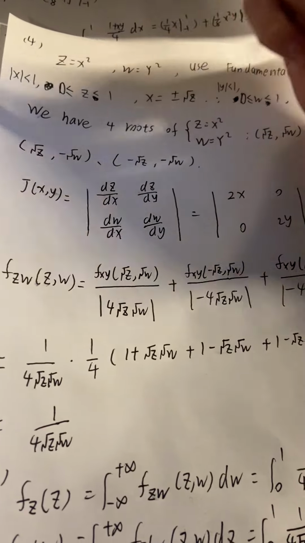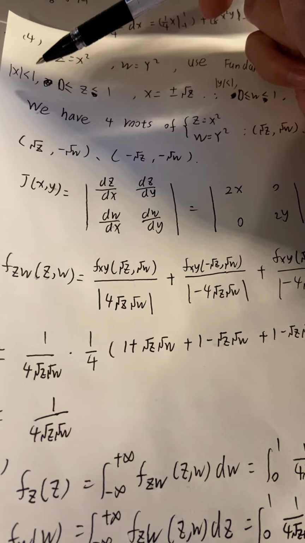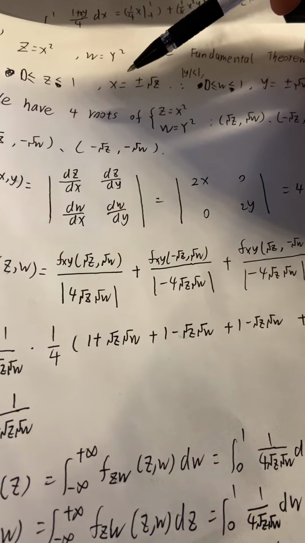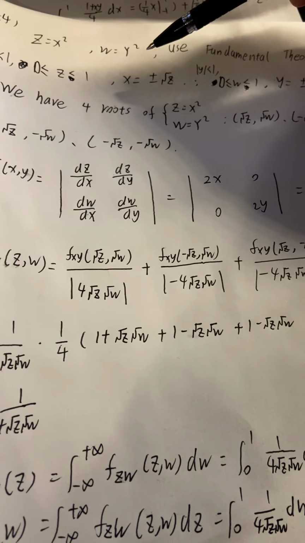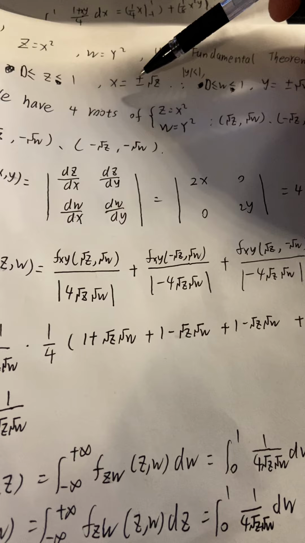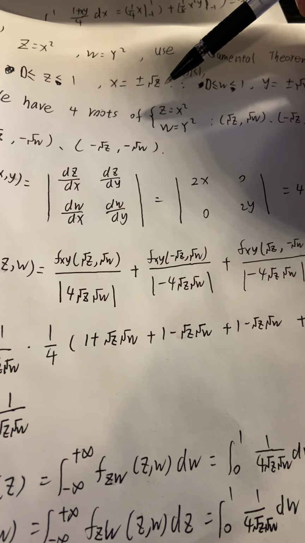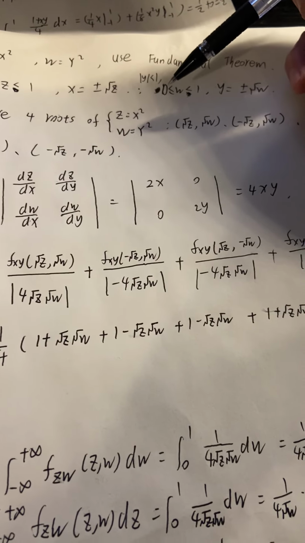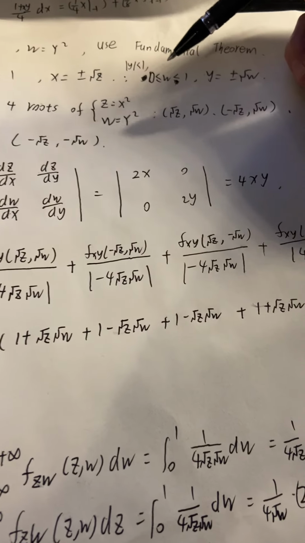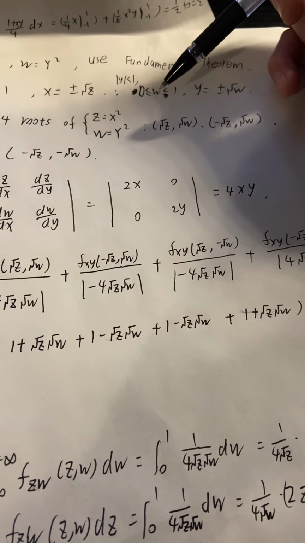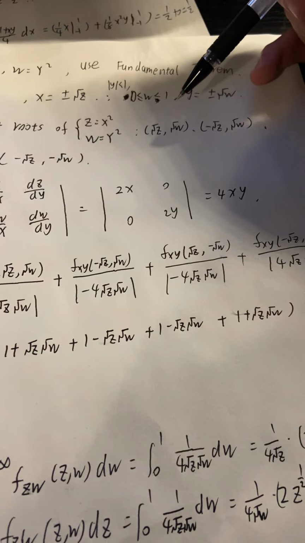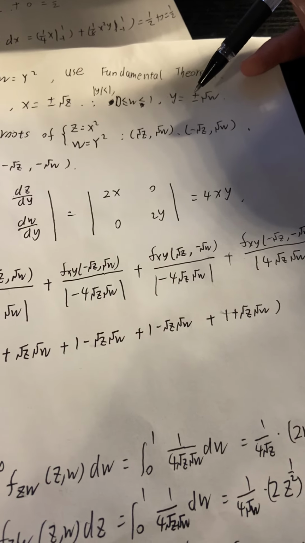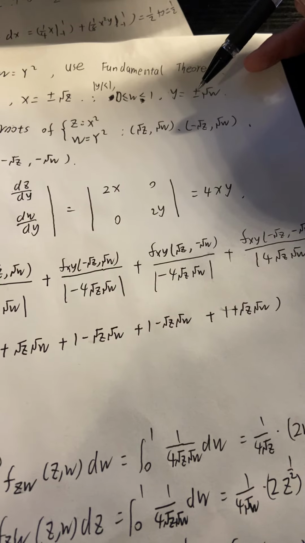For z, we know the absolute value of x is less than 1, so z is between 0 and 1. For x, we can have two values, the positive square root of z and the negative square root of z. For w, we know the absolute value of y is less than 1, so w is also between 0 and 1. For y, we also have two values, the positive square root of w and the negative square root of w.